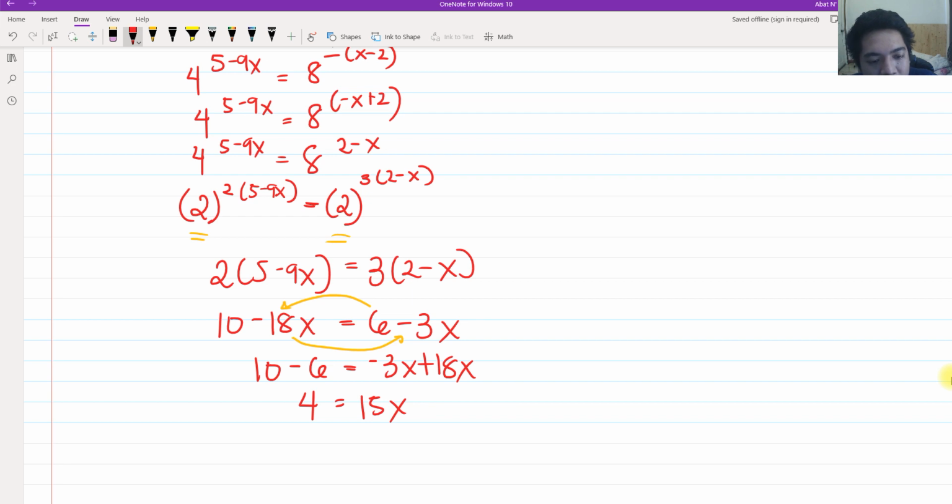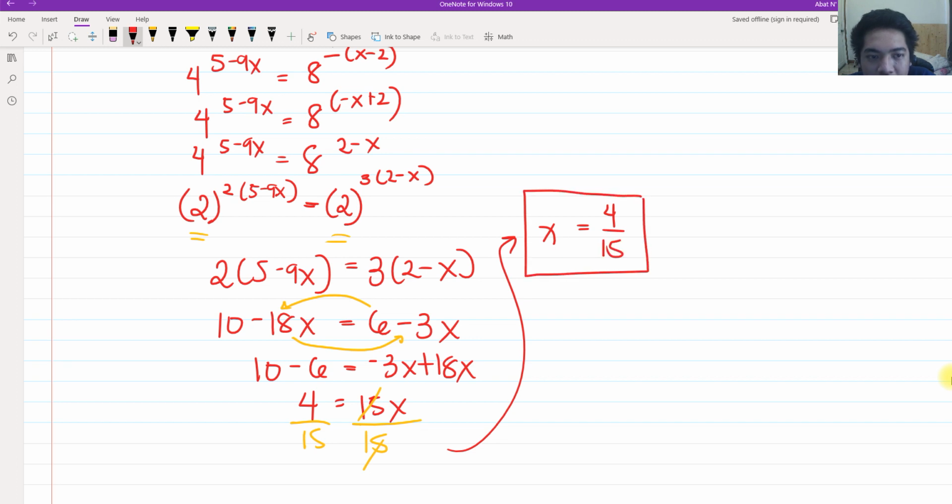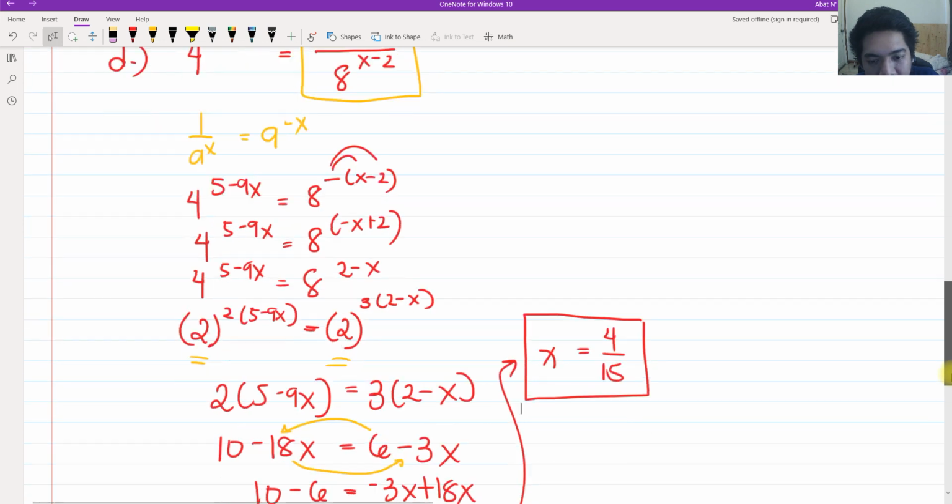15x. Solving for the value of x, we have to divide this by 15. So you have 15 all over 15, cancelled. So we have the value of x as 4 all over 15. This would be the value of x that would make the equation on both sides true.